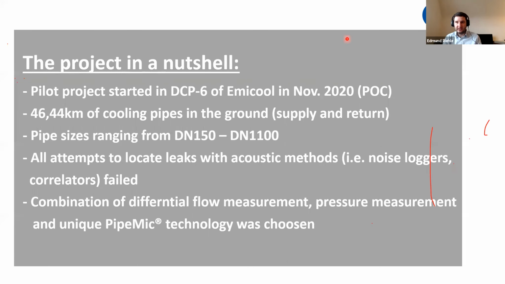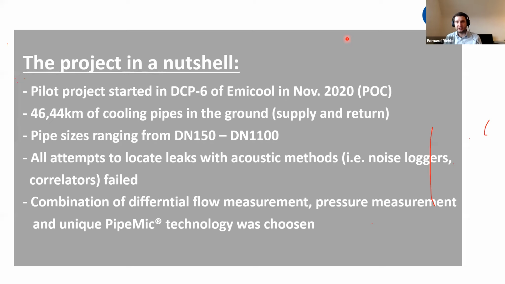Okay, the project in a nutshell. We started a project with a proof of concept in November 2020, last year, in DCP6, which is one of their plants and their district to supply the cooling water. It has about 46 kilometers of cooling pipes in the ground, which is supply and return, so each is about 23 kilometers of network.